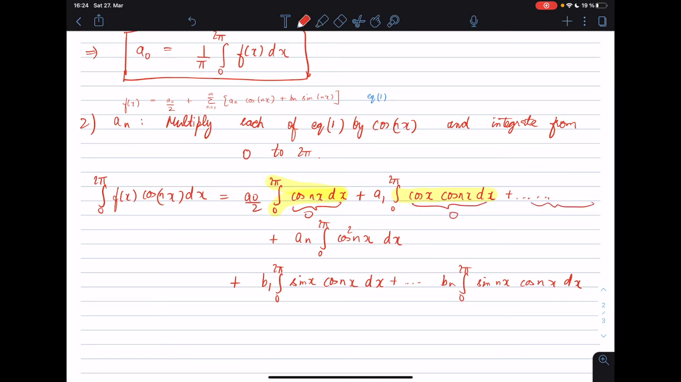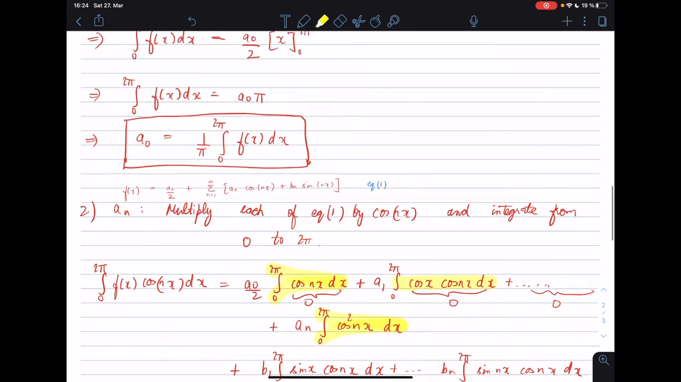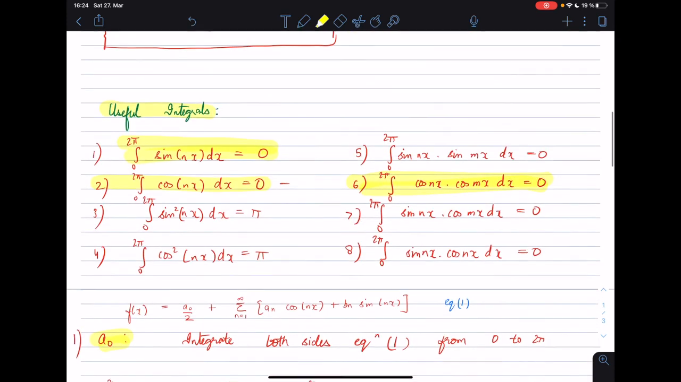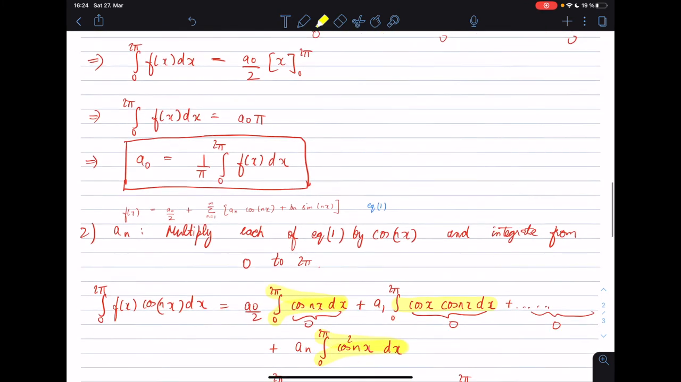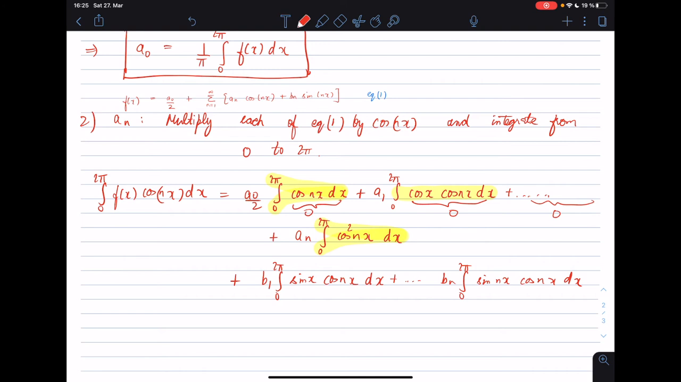All the rest of the terms will also come out to be 0 when we have cos 2x multiplied by cos nx, cos 3x multiplied by cos nx, and so on, until we reach this term over here, that is the integral of cos squared nx integrated over 0 to 2 pi. So this term is given here, this integral. So this integral is actually pi. So we have pi over here. This term comes out to be pi.